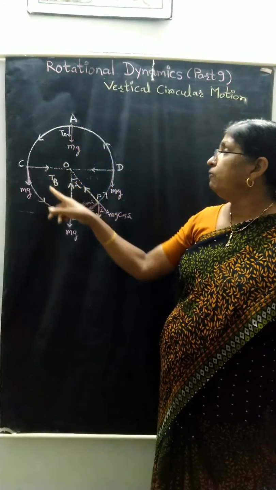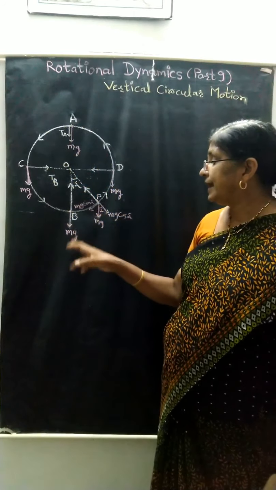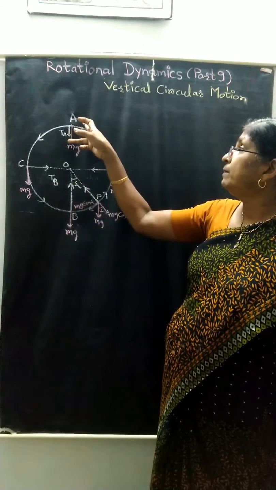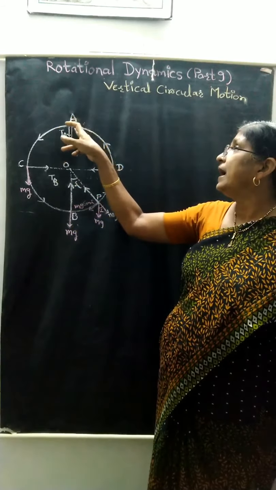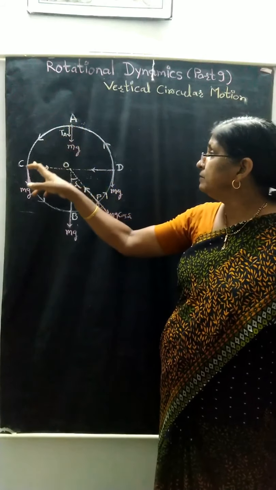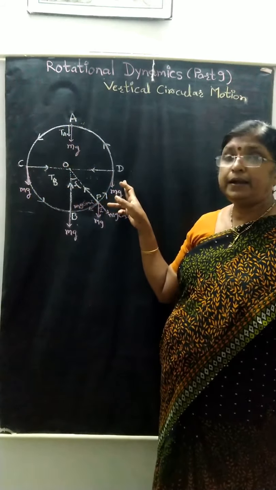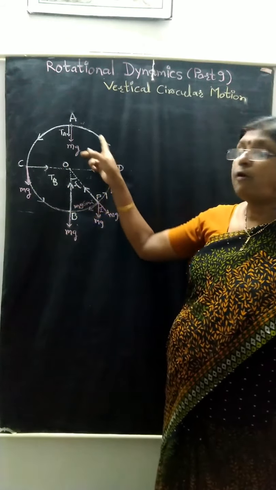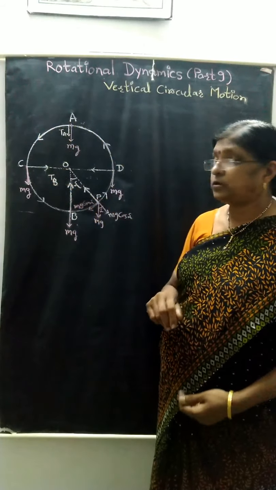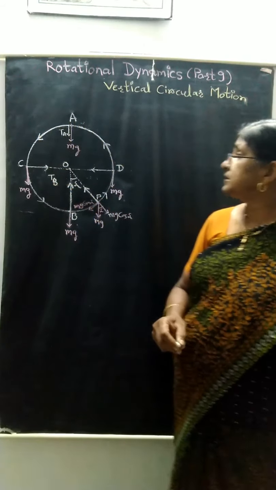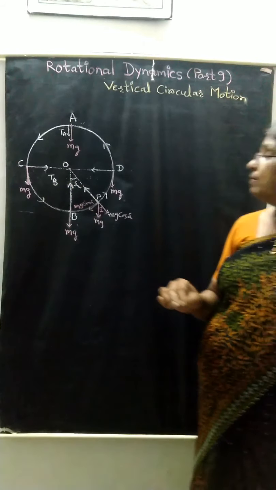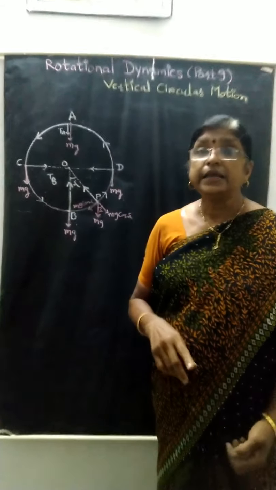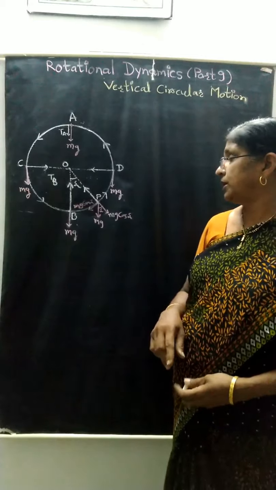We are going to find the different quantities: the minimum speed at point B, that is the lowest point, the minimum speed at point A, and the minimum speed at point C or at point D, so that the object can perform vertical circular motion. To start with the discussion, we must know that the vertical circular motion is a non-uniform circular motion.